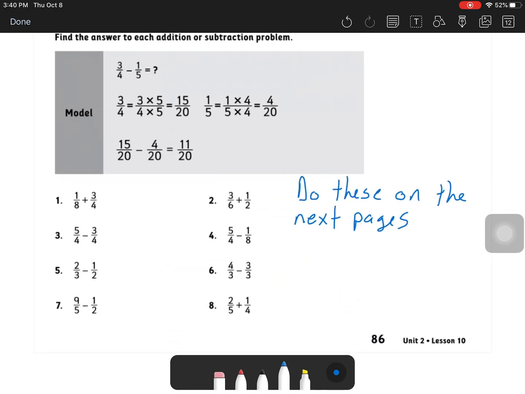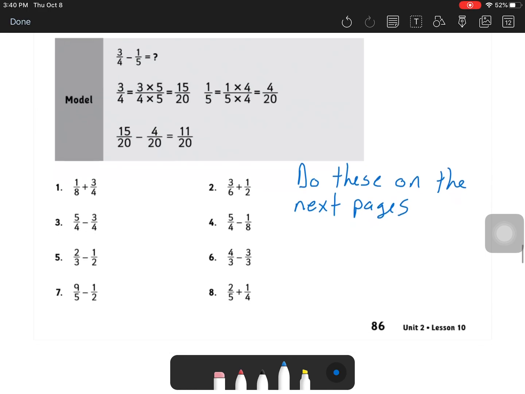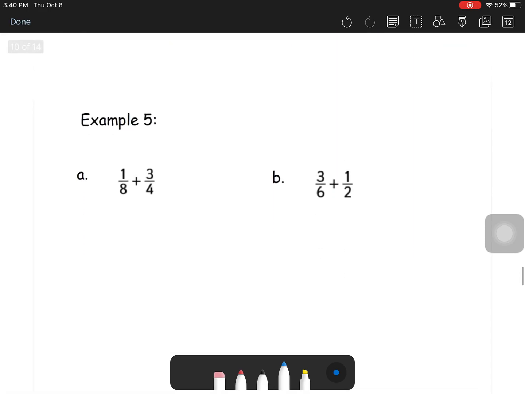Okay, so I kind of wrote a note here because there isn't a lot of space, so I made more space on the next slide, so we'll do these in the next slides.